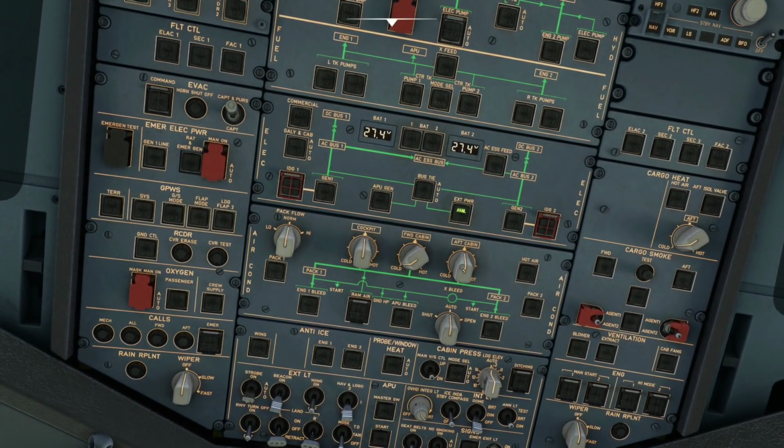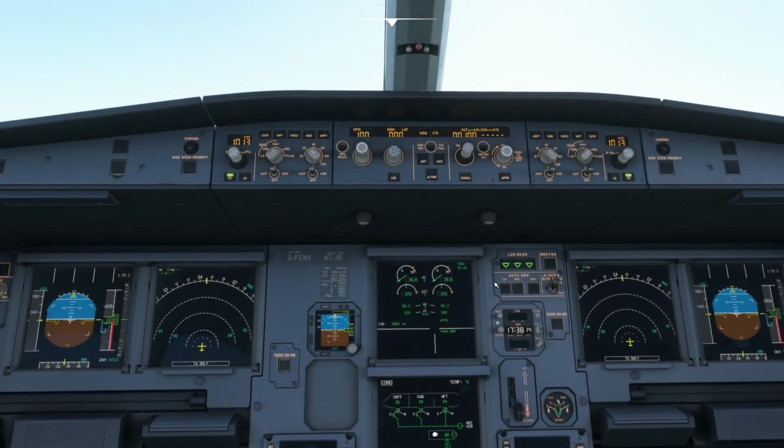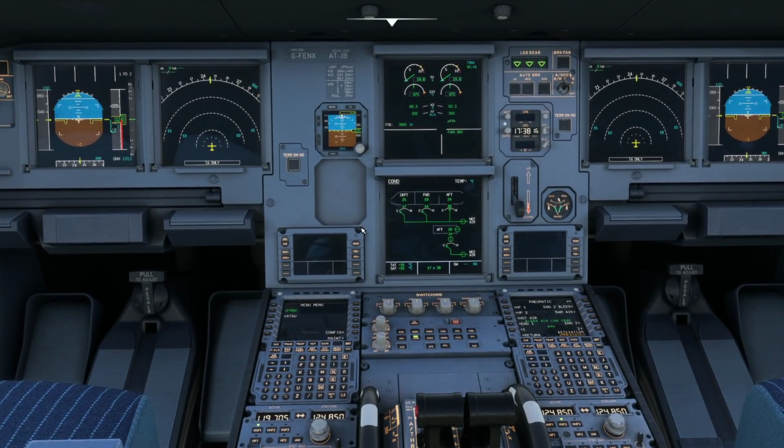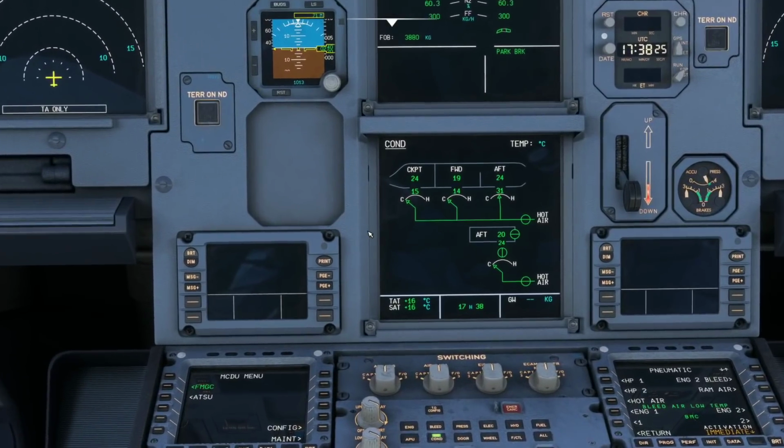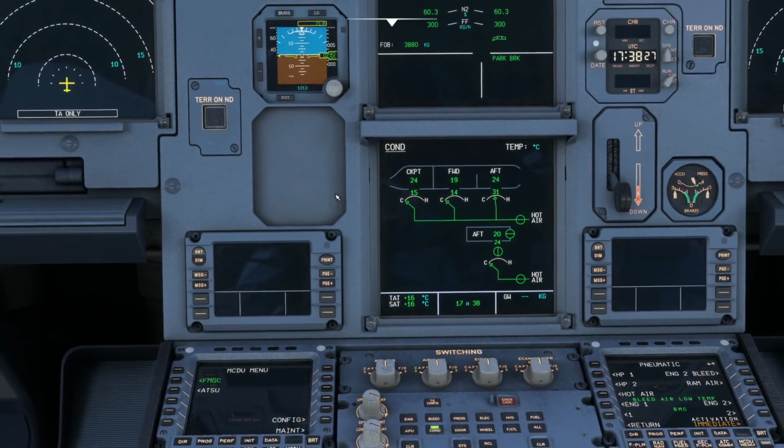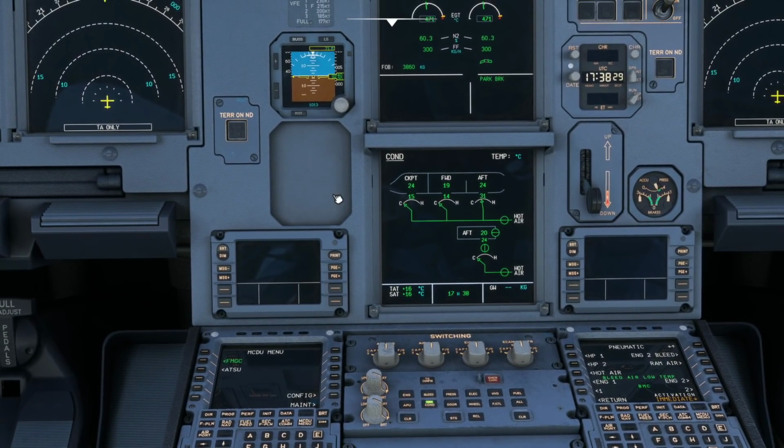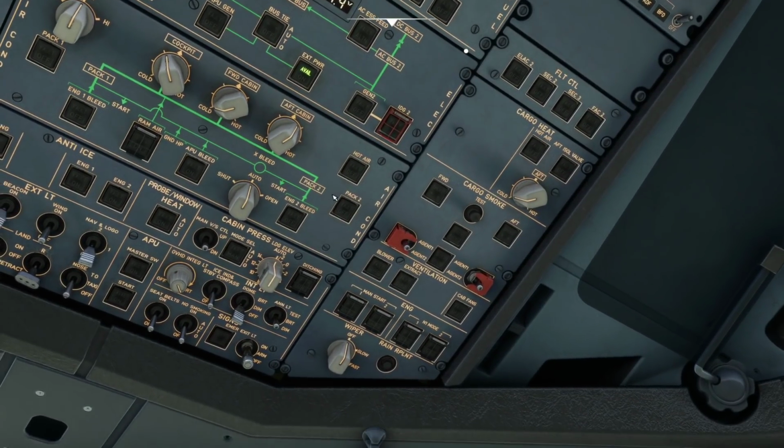So let's set these to some different temperatures. We'll make that a bit hotter. We'll make that a bit colder. So we'll just set it a little bit wacky, and we'll give it just a moment to do what it needs to do. Okay, so you can see it's regulating the temperature. So what do you get when you take away its ability to regulate hot air?